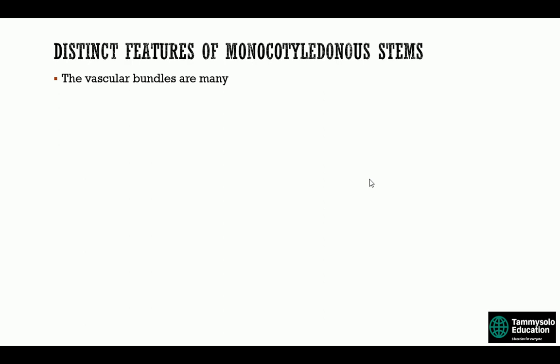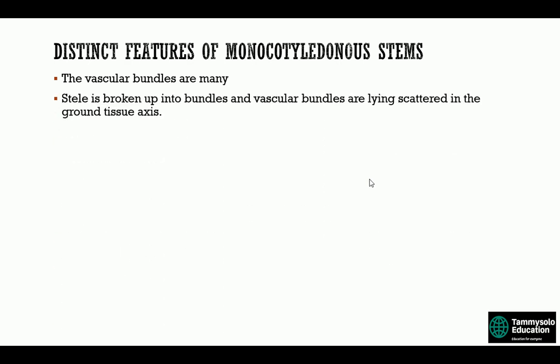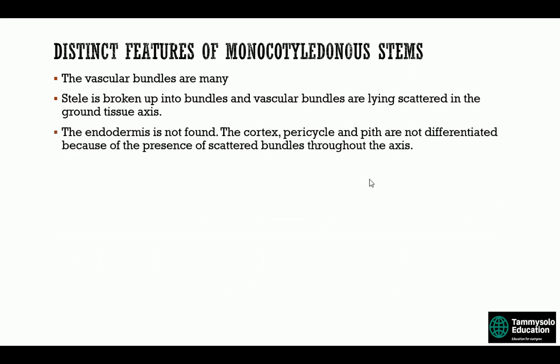So they are numerous. Monocots have numerous vascular bundles, and the stele is broken up into bundles, and vascular bundles are scattered in the ground tissue axis. For that of the dicot, they are arranged in a ring form. The endodermis is not found. There is no endodermis in the monocot. Whereas that of the dicot we have it. The cortex, pericycle, and pith are not differentiated because of the presence of scattered bundles throughout the axis.